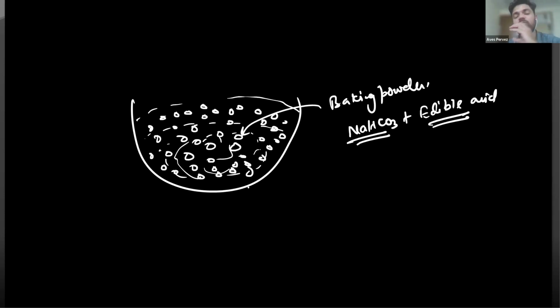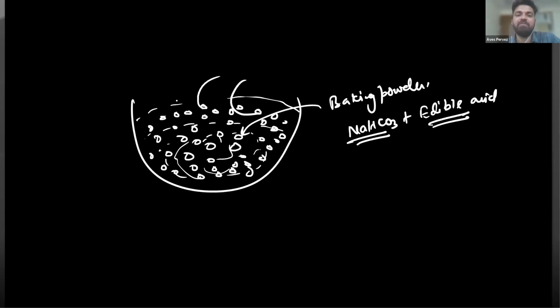What would happen when you put this in the oven? This carbon dioxide gas will escape due to heating, and you will see that breads have holes in them. But why is that? Because initially, when we were preparing it, the carbon dioxide was trapped in it, but when we kept it in the oven, due to heat the carbon dioxide escaped and the holes remained.